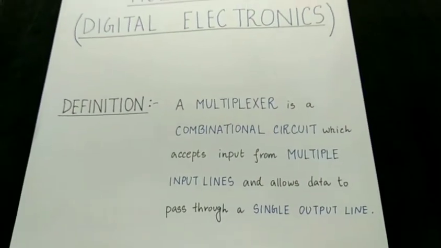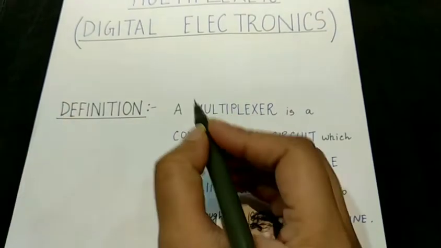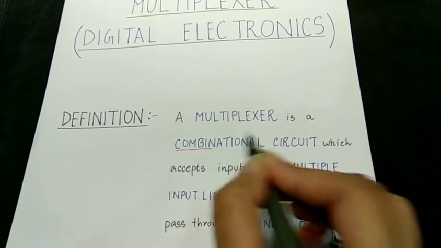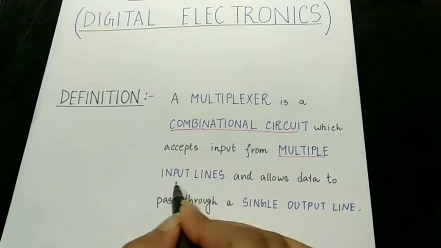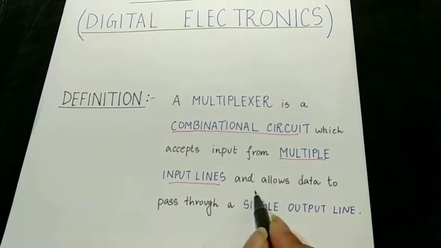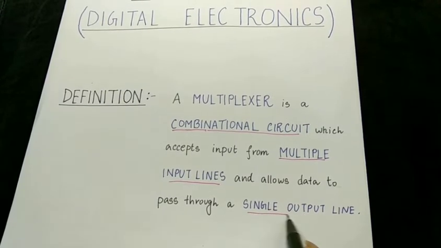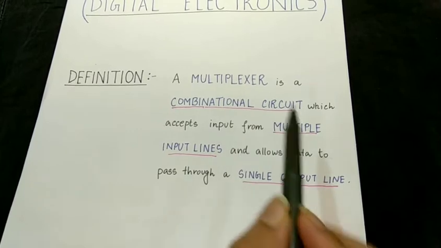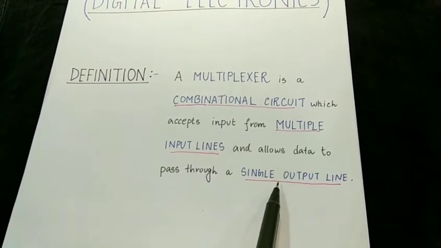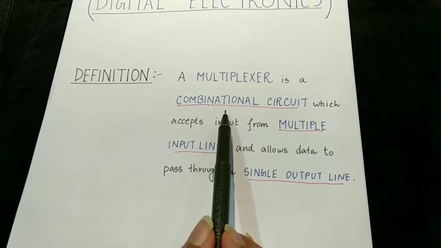As you can see, a multiplexer is a combinational circuit which accepts input from multiple input lines and allows data to pass through a single output line. So here the important terms are combinational circuit, multiple input lines and single output line. So what is a combinational circuit?